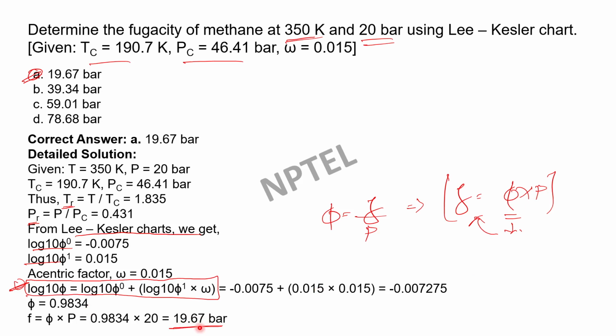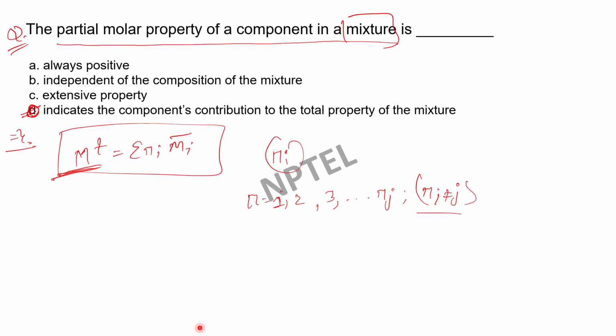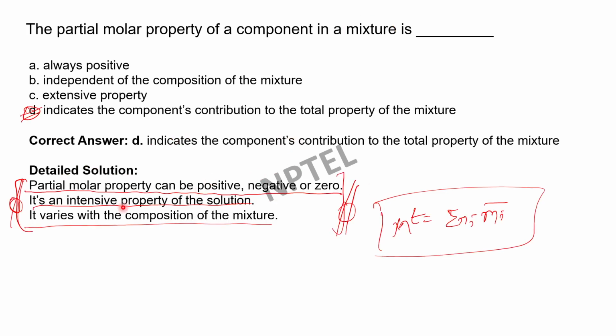Okay, so we'll move to the next question quickly. The partial molar property of a component in a mixture is equal to... this is what we discussed at the start of the lecture, that is the partial molar property, M i bar. The total molar property will be the summation of n i into M i bar, which indicates the component's contribution to the total property of the mixture, where n i corresponds to the number of moles of component i in the mixture, and n j is held constant. So the correct answer is this.